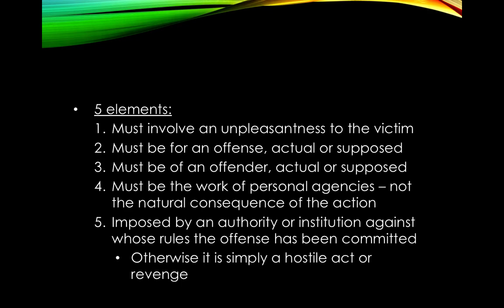So generally there's 5 elements involved in a punishment. It usually has to be unpleasant to the victim. It needs to be for an actual offense, for an actual offender. It has to be the work of a personal agency, so it doesn't include the natural consequences that come from our behavior. A lot of times if we make bad choices, or even if we engage in a crime, there's natural consequences for that. And then it needs to be imposed by someone who actually has the authority to do so and has ruled that the offense has indeed been committed.